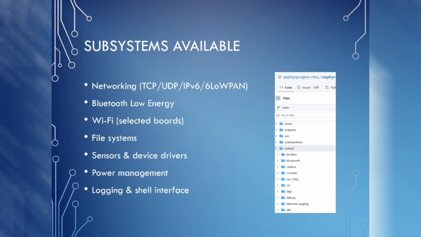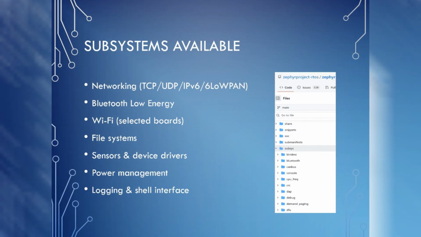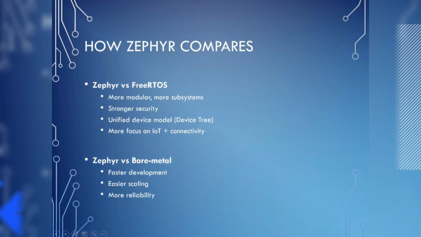Subsystems available. And this is where Zephyr becomes a game changer. You get built-in subsystems for Bluetooth Low Energy, Wi-Fi on supported chipsets, full TCP/IP networking, file system, logging plus shell, sensor drivers, and power management. With Zephyr, you are not hunting for third-party libraries. It's all tightly integrated and maintained.